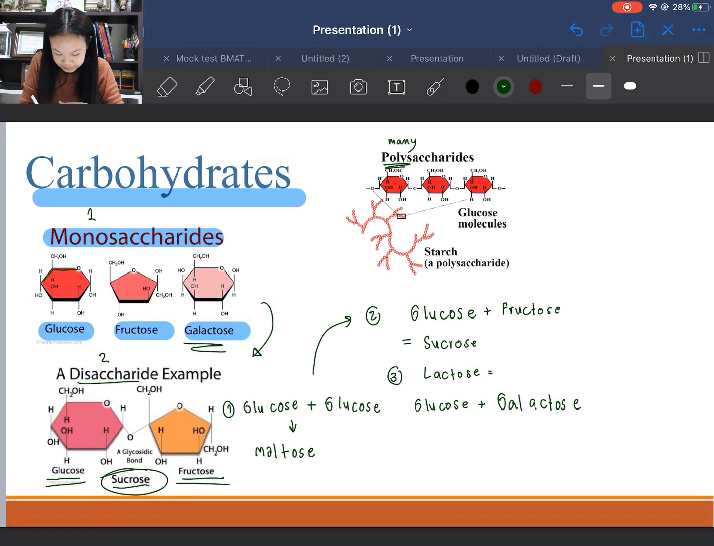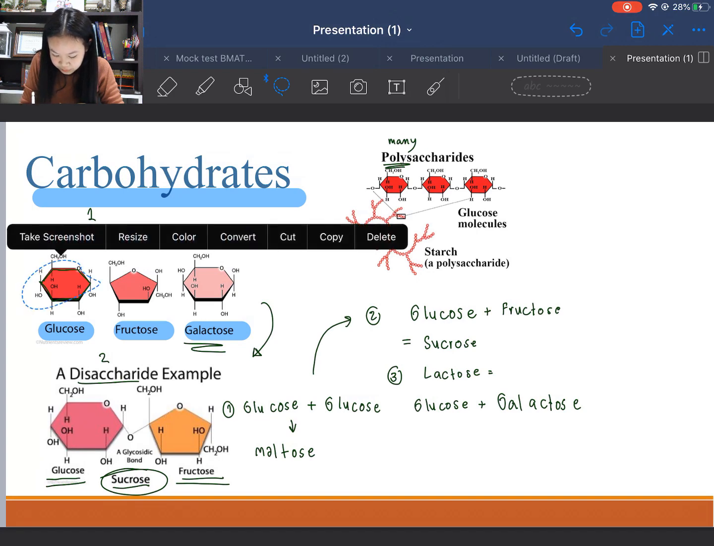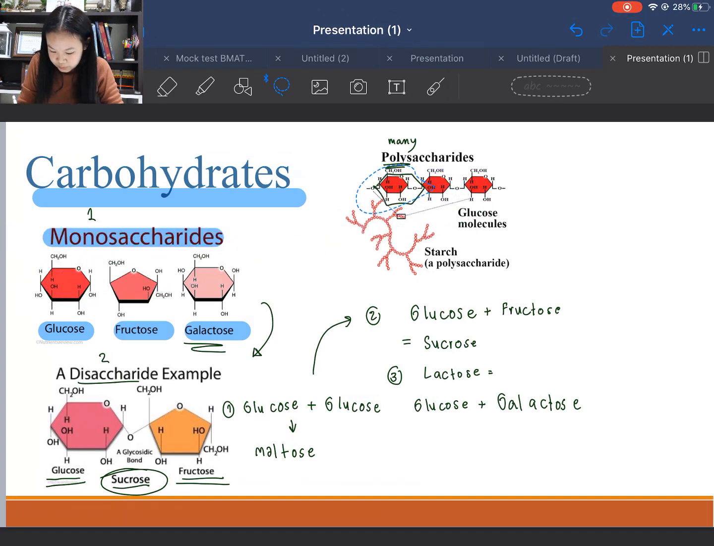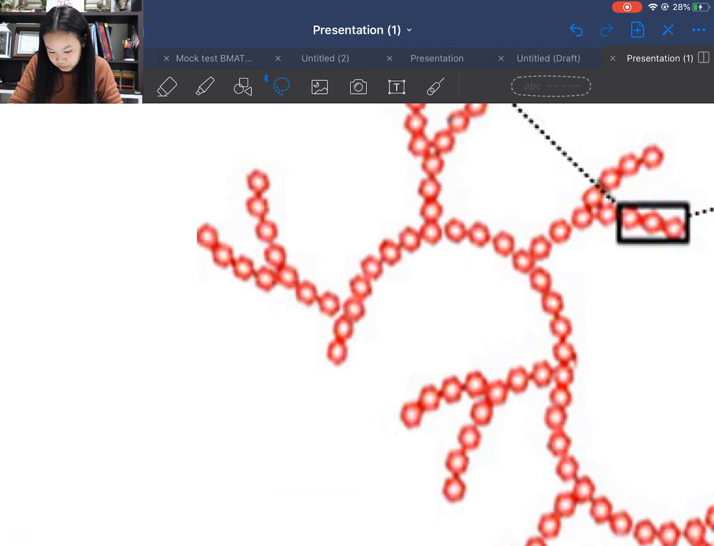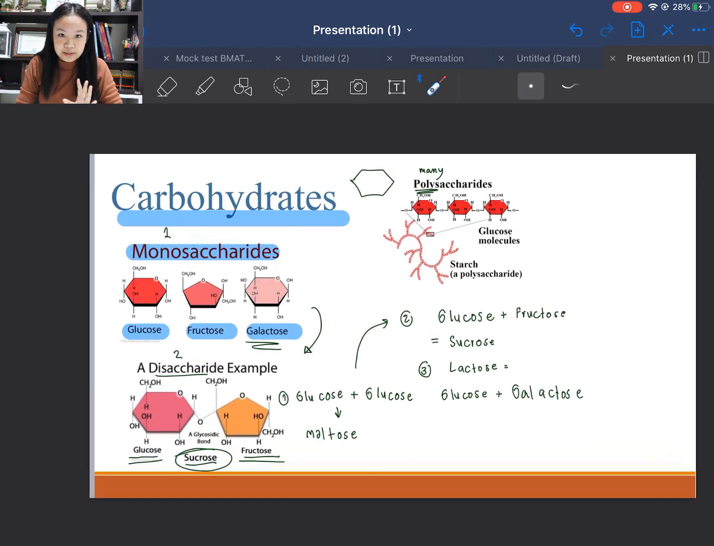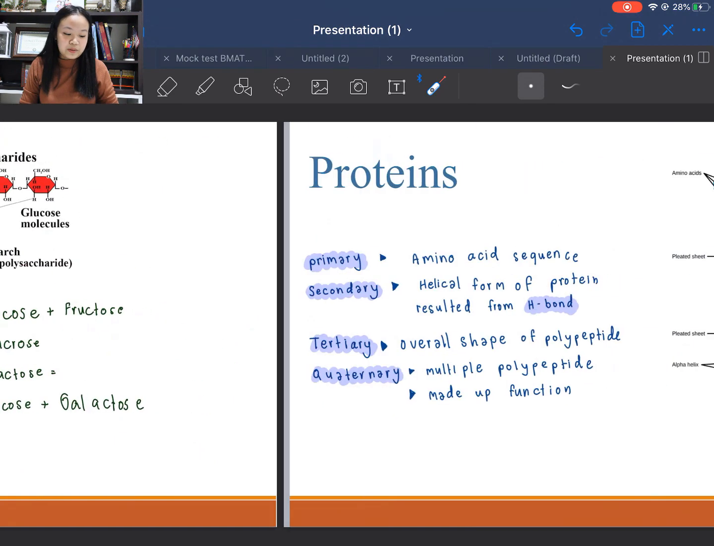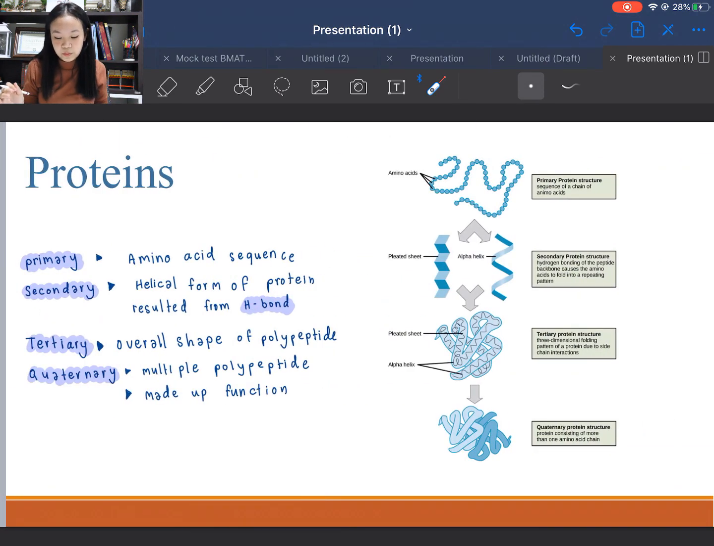See? Glucose has a shape like this. So if I go ahead and move it, you see more glucose, more glucose, more glucose. If you zoom in, we'll see glucose, glucose, glucose, and all of these connecting together form polysaccharide. Now that's it for carbohydrate. We'll go ahead and go to our protein.